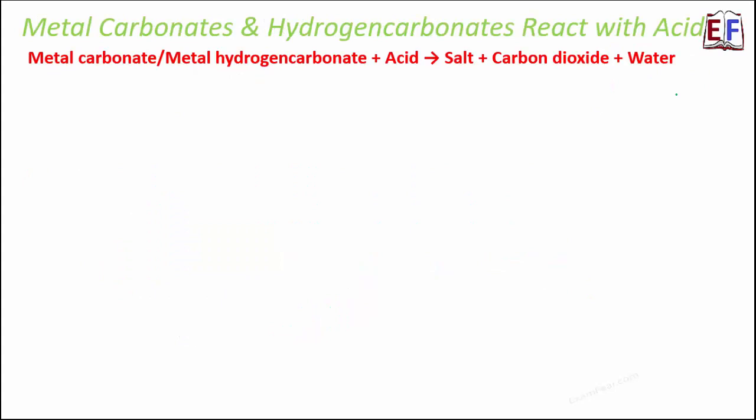So how do metal carbonates and hydrogen carbonates, or metal bicarbonates, react with acids? Metal carbonate or bicarbonate reacts with acid to form salt plus carbon dioxide plus water. You would have noticed something very distinctly: whether acids react with bases, with metals, or with metal carbonates or bicarbonates, the product is always a salt, but the other products keep changing. Somewhere it is water, somewhere hydrogen, somewhere carbon dioxide, somewhere a mix of carbon dioxide and water.